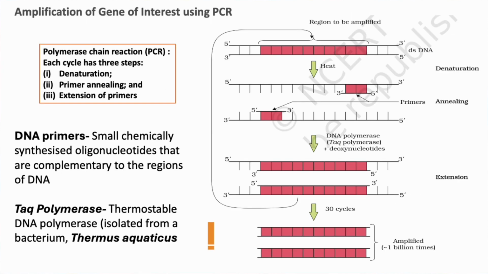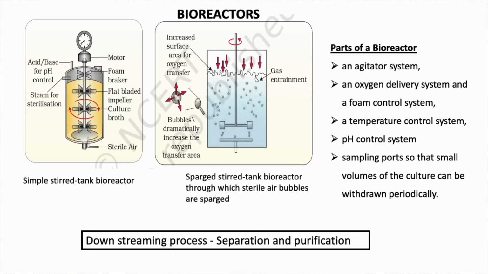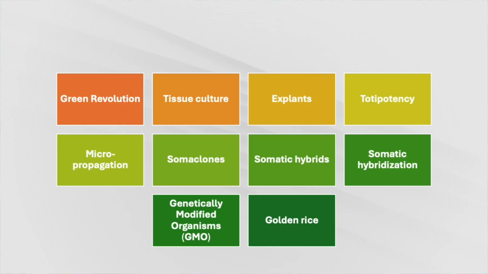respectively. Then we learn PCR, different steps of PCR and different components used in PCR. Learn the role of DNA primer, the importance of Taq polymerase. Draw and learn the diagram of bioreactors and different parts of a bioreactor. Towards the end of this chapter, you will learn downstreaming process and the importance of downstreaming process before using a rDNA product. The next chapter is biotechnology and its application.